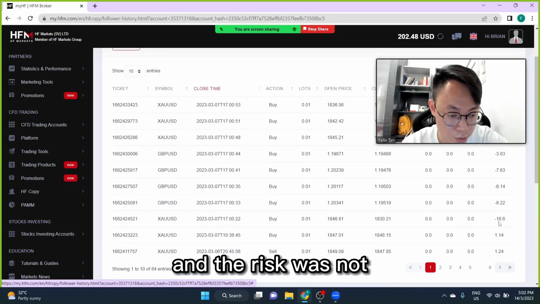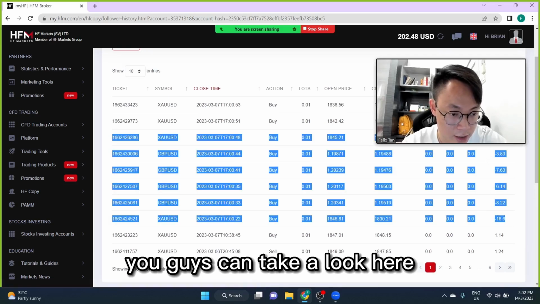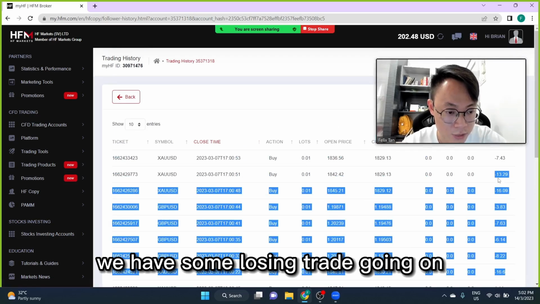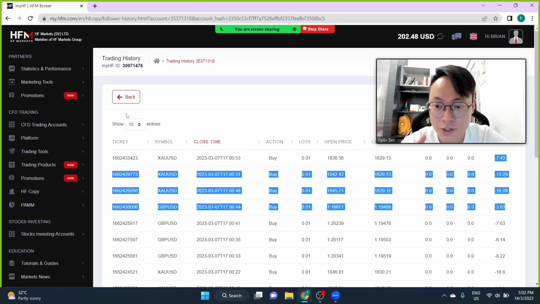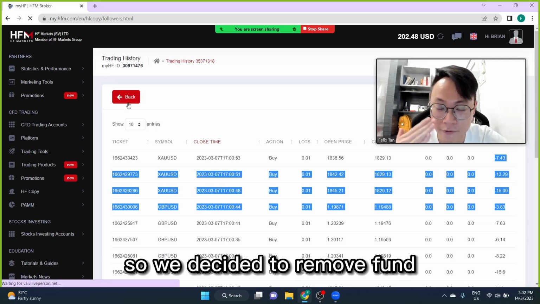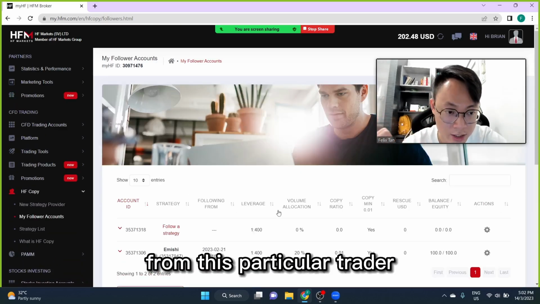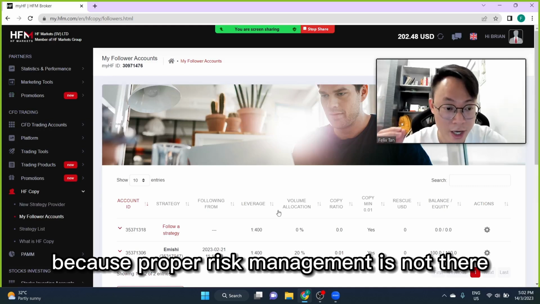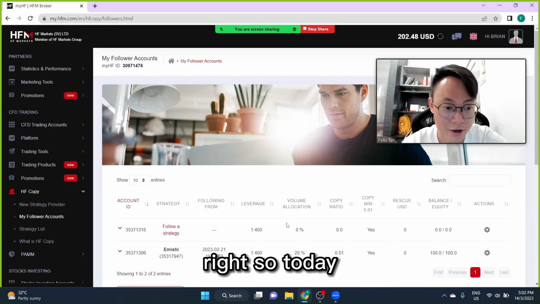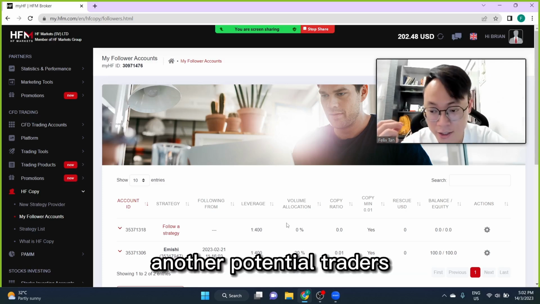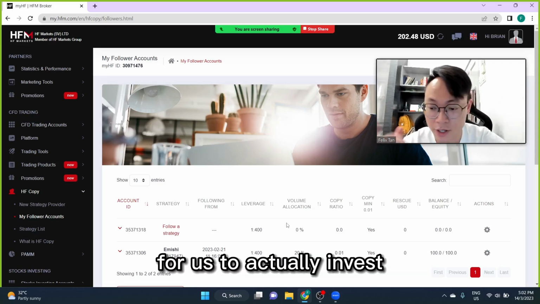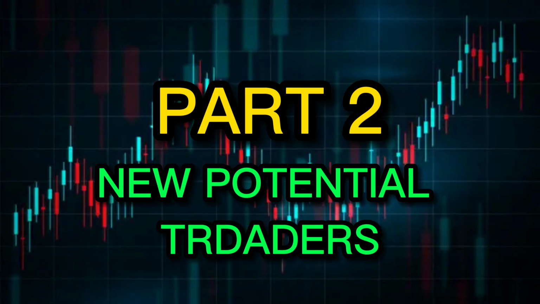And the risk was not managed. You guys can take a look here. We have some losing trades going on, and then we are down around 28% for that $100 account. So we decided to remove funds from this particular trader because proper risk management is not there, right? So today we're going to look for another potential trader for us to invest in.